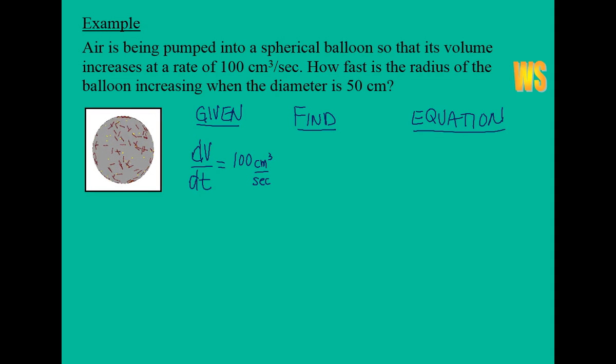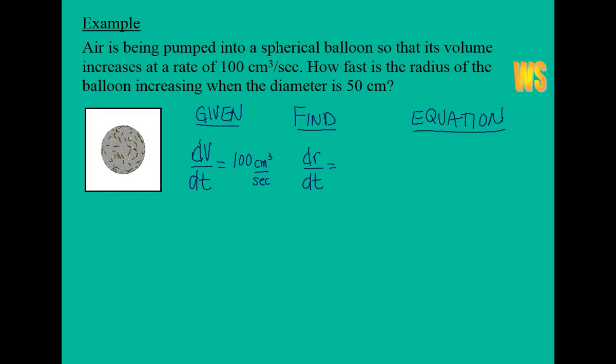Now, what are we trying to find? Typically in these type of problems, you can go to the last couple of sentences to find out what you're trying to find. In this one, it says, how fast is the radius of the balloon increasing when the diameter is 50 centimeters? So we are trying to find the rate of change of the radius with respect to time. So that would be dr/dt.